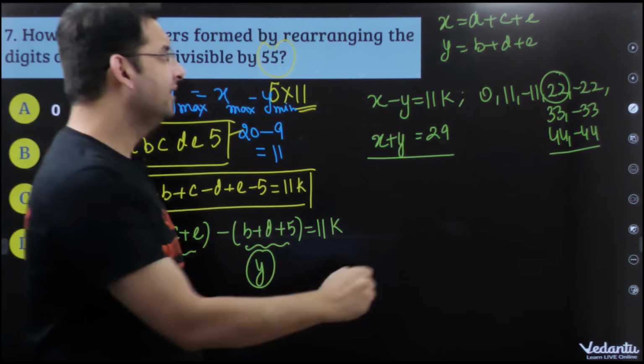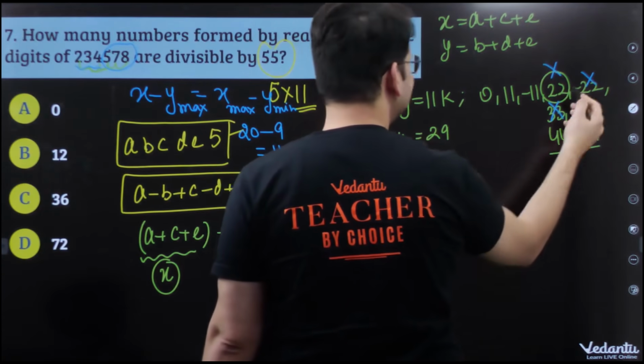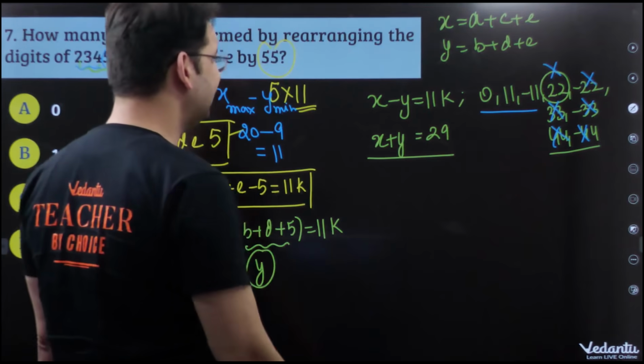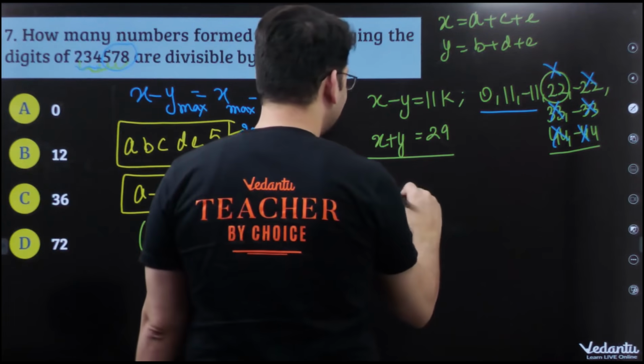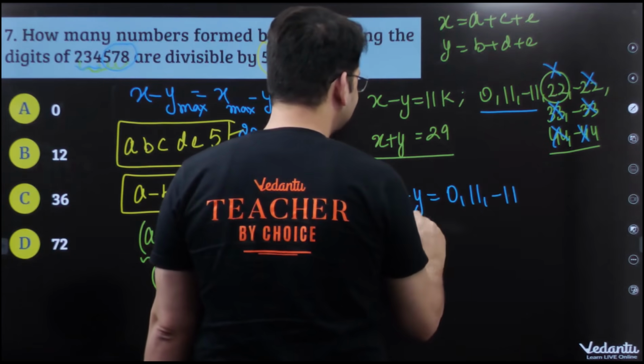So it cannot be more than this. Similarly, x minus y minimum is minus 11. Right? So x minus y can only be 0, 11, minus 11. Right? So we have x minus y is 0, 11 or minus 11. X plus y is 29.